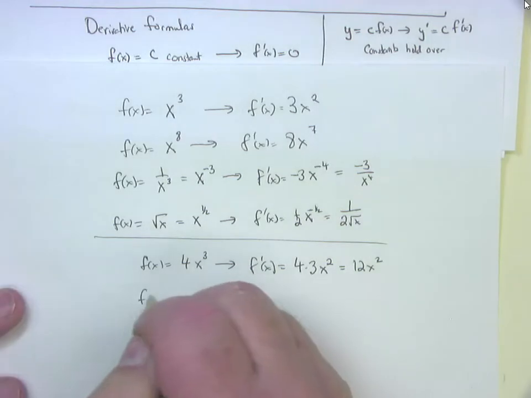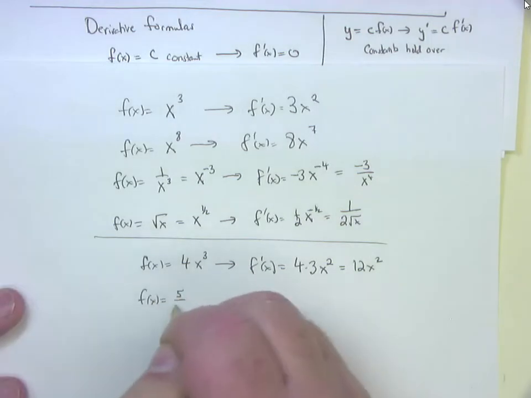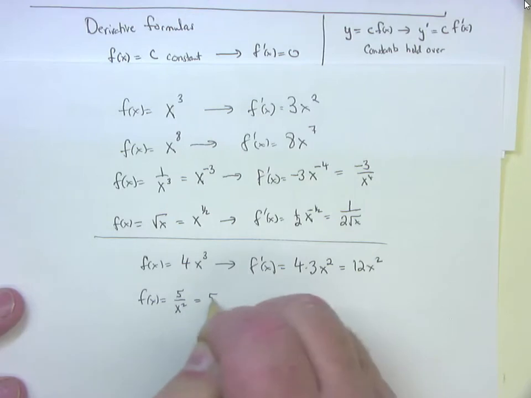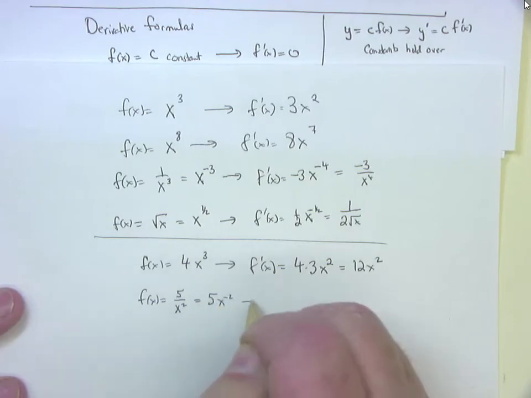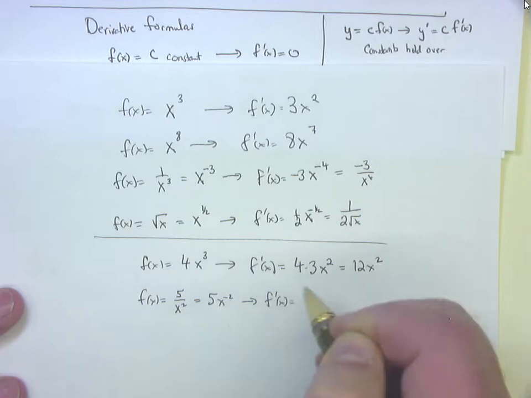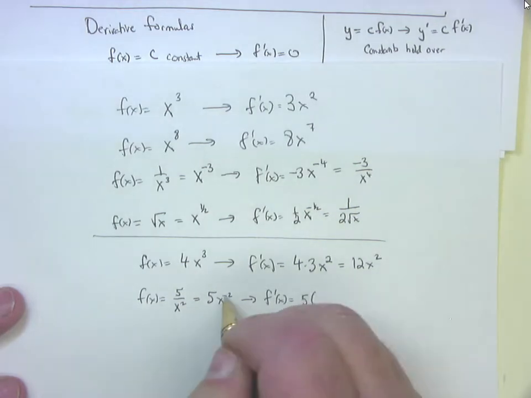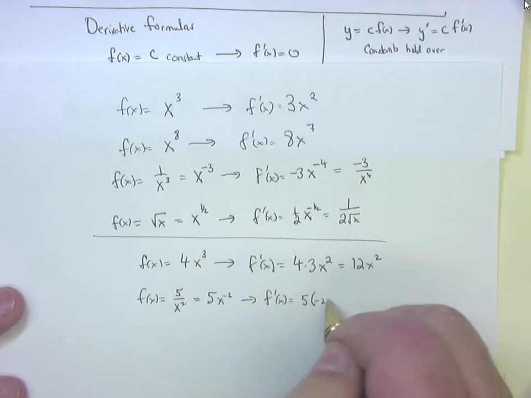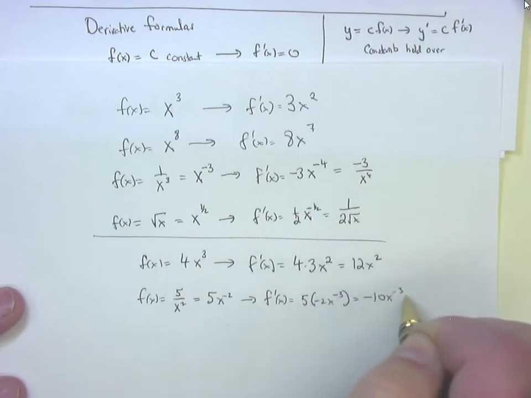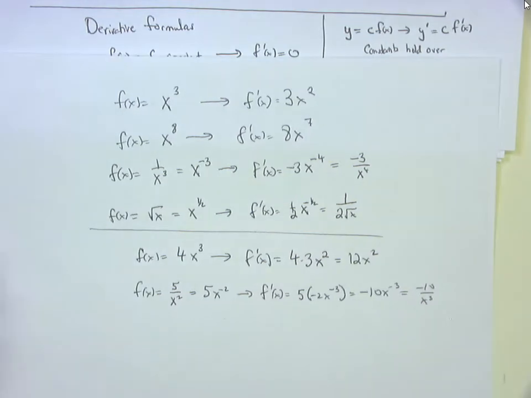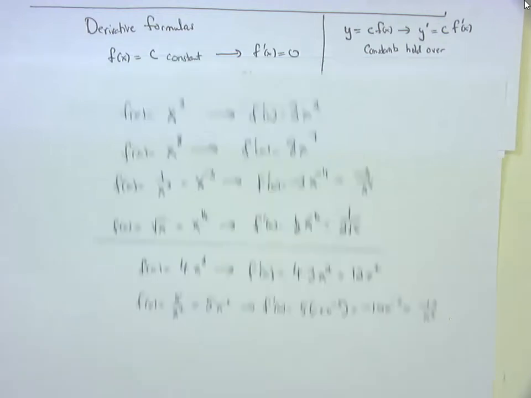One more. F of x is equal to 5 over x squared. That would be the same thing as 5x to the negative 2. Then the derivative is going to be what? Hold the 5. Then the derivative of x to negative 2 would be negative 2x subtract 1, negative 3. That would be negative 10x to negative 3 or negative 10 over x cubed, which way you want to write it. Constants hold over.